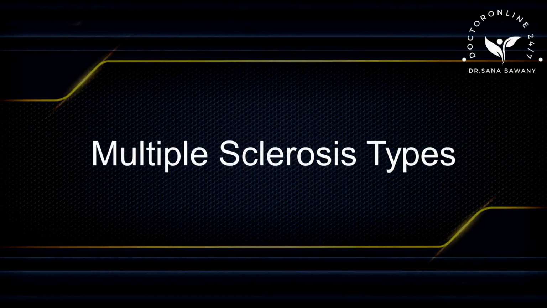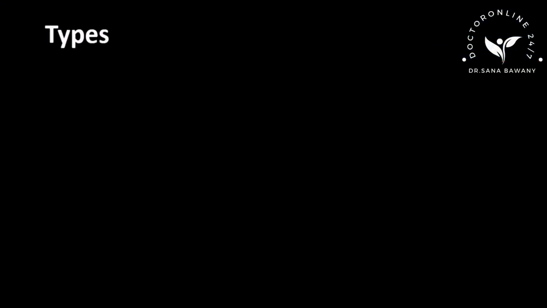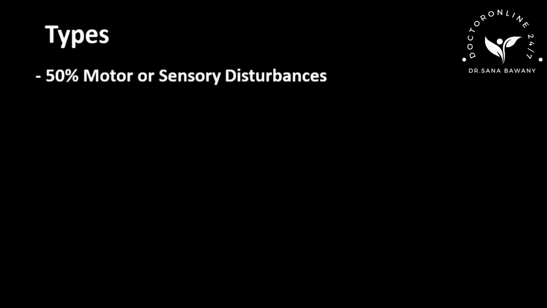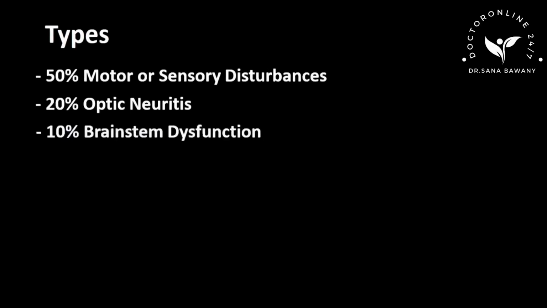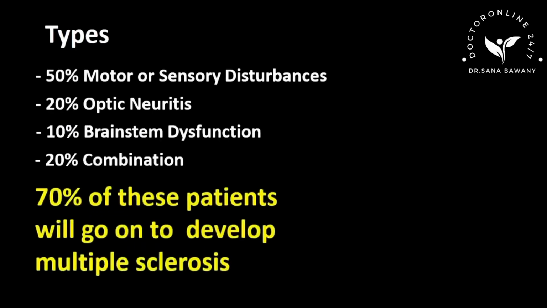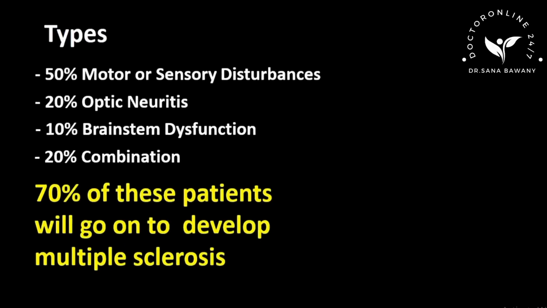Multiple sclerosis types. Overall, 4 main phenotypes exist. It typically begins as a clinically isolated syndrome, with nearly half experiencing motor or sensory disturbances, 20% optic neuritis, 10% brain stem dysfunction, and around 20% a combination of the above. Those in this category do not fulfill the full criteria for a multiple sclerosis diagnosis.